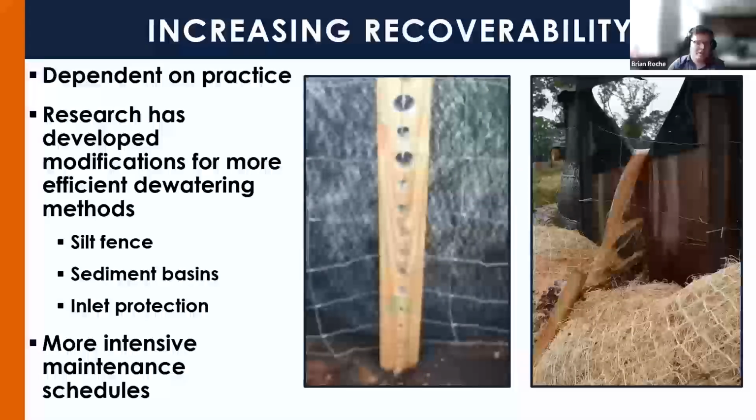Increasing recoverability can also be dependent on practices. Past research has developed modifications for more efficient dewatering methods, such as a silt fence dewatering board and overflow weir, which you can see here on the right, or a silt fence inlet protection dewatering board, on the left. You can also increase recoverability through more intensive maintenance schedules.